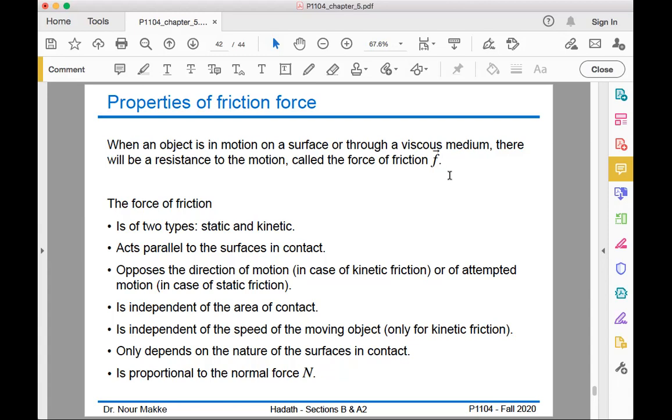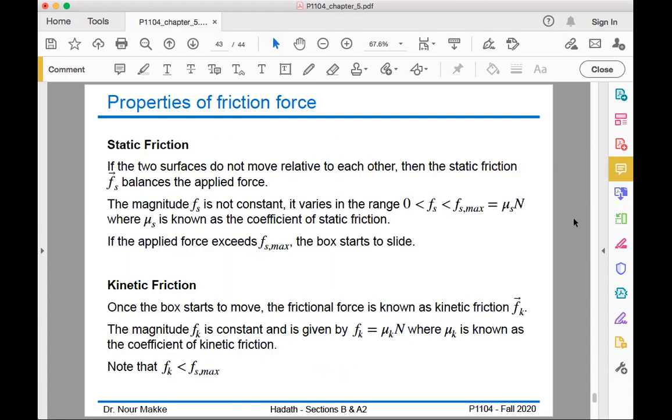So we can always write down that the frictional force is proportional to N, where N is the normal force exerted by the surface on the object, and this N is perpendicular to the surface of contact. So here you can see that the two components of the contact force, the normal and the friction, are proportional with a given factor of proportionality, which we call the coefficient of friction.